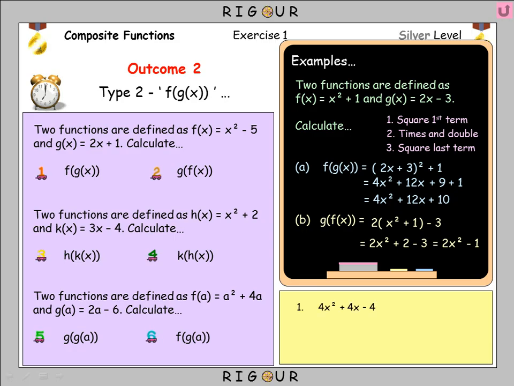So question 1, 4x squared plus 4x minus 4. Question 2, 2x squared minus 9. Question 3, 9x squared minus 24x plus 18. Number 4, 3x squared plus 2. Number 5, 4a minus 18. And number 6, 4a squared plus 16a plus 12.